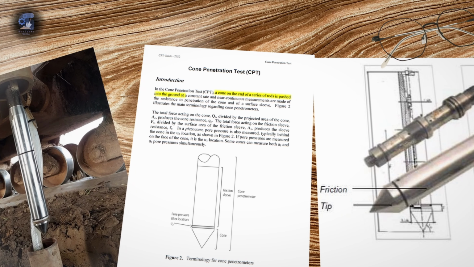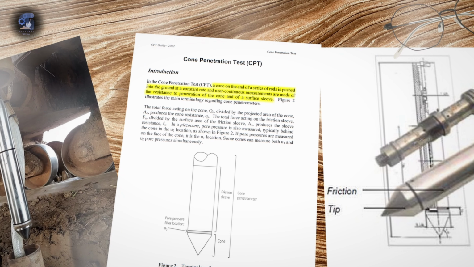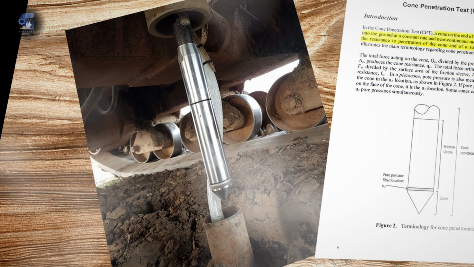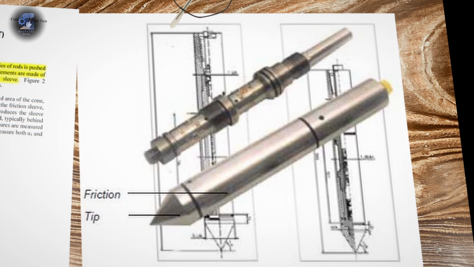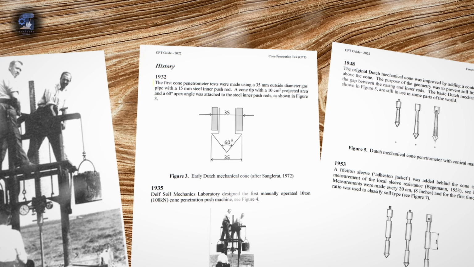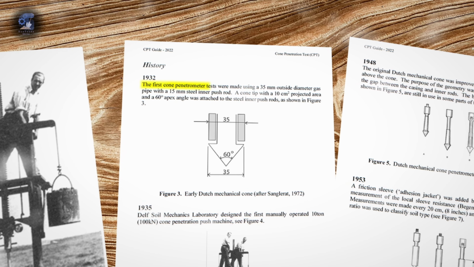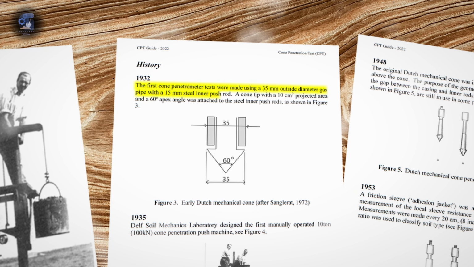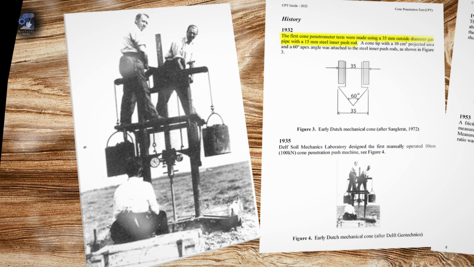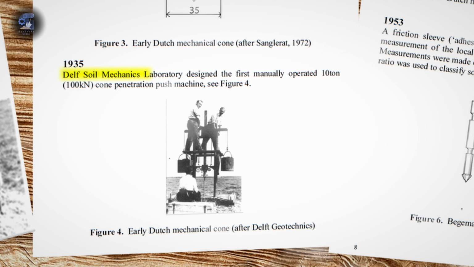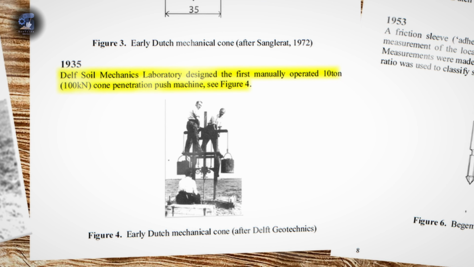The cone penetration test works by pushing a cone-tipped rod into the soil at a constant rate. As it descends, it provides a nearly seamless stream of data on the resistance of both the cone tip and the outer sleeve. The first cone penetration tests were conducted in 1932 in the Netherlands. This early version used a 35mm outer diameter gas pipe with a 15mm steel inner push rod. The CPT was then modified into a 10-ton push machine by Delft Soil Mechanics Laboratory in 1935.